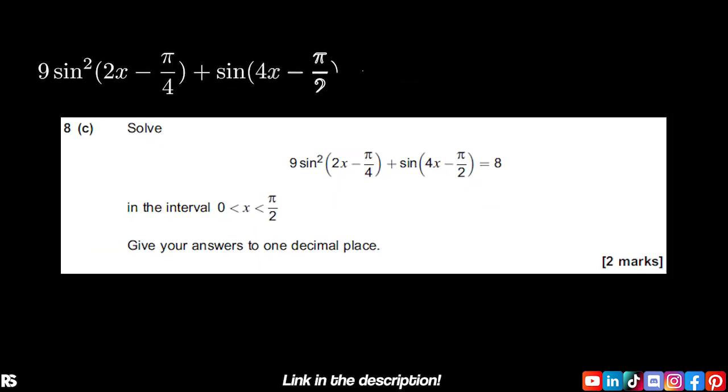Question 8c then asks us, solve 9 sin squared of 2x minus pi over 4 plus sin of 4x minus pi over 2 equals 8 in the interval of x is greater than 0 but less than pi over 2. Give your answers to 1 decimal place. We can compare this to the equation we just solved.